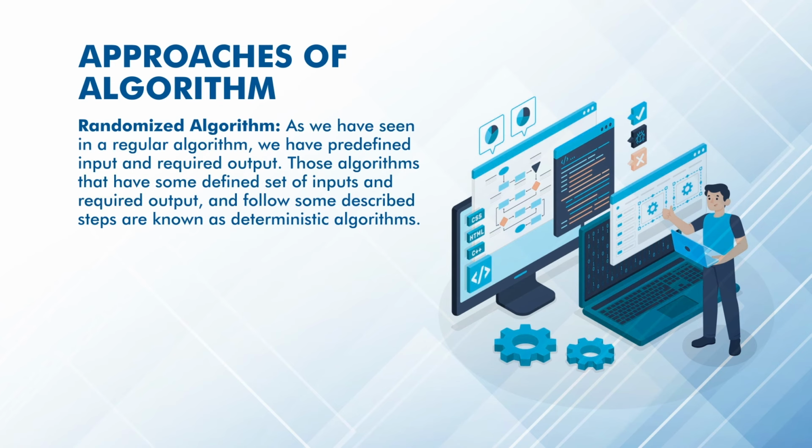Randomized algorithm. As we have seen in a regular algorithm, we have predefined input and required output. Those algorithms that have some defined set of inputs and required outputs, and follow some described steps, are known as deterministic algorithms. What happens when a random variable is introduced? In a randomized algorithm, some random bits are introduced by the algorithm and added to the input to produce the output, which is random in nature. Randomized algorithms are simpler and more efficient than deterministic algorithms.